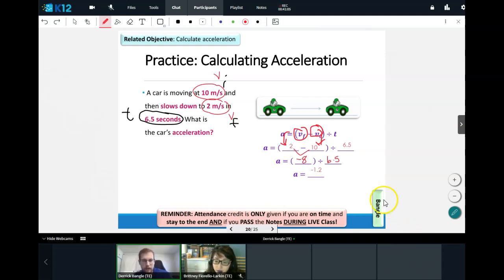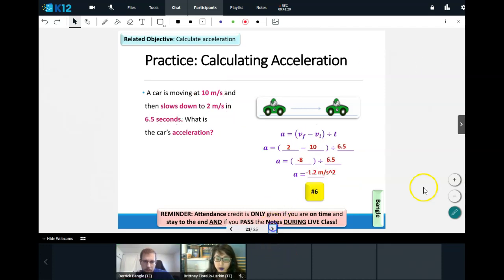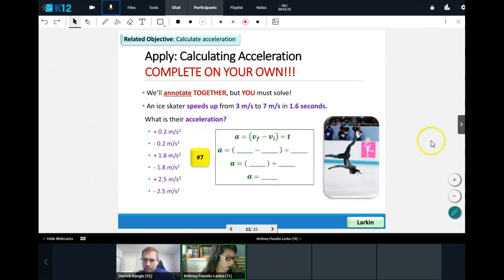S with a little caret that you can find up above your number 6 key on your keyboard, and then a 2. So that's what it should look like right there. All right, move that a little bit up. You have 30 seconds to go ahead and raise your hand and tell me when you're done and ready to move on. All right, so we're going to go ahead and annotate this one together because I know this is a new process, but then you do need to solve this one on your own.